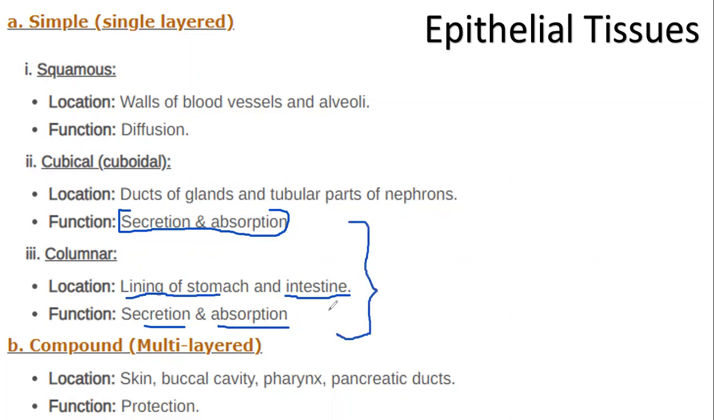Then if we just revise, squamous epithelium has its location in the walls of blood vessels and alveoli, and their function is diffusion. Cuboidal epithelium is found in the ducts of glands and tubular parts of nephrons, and their function is secretion and absorption. The third one is the columnar epithelium, found in the lining of stomach and intestine, and their function is secretion and absorption. So hope everything is clear till now.